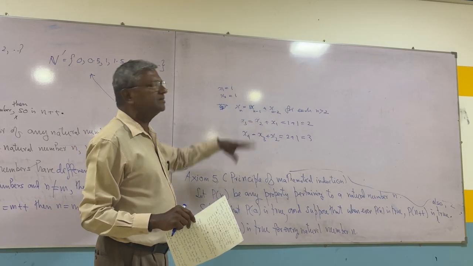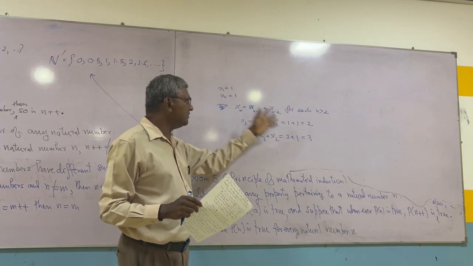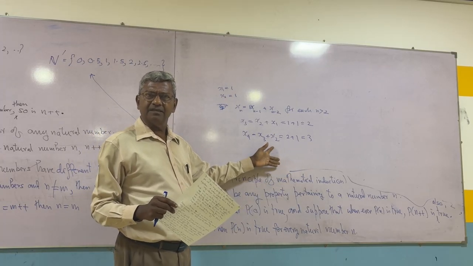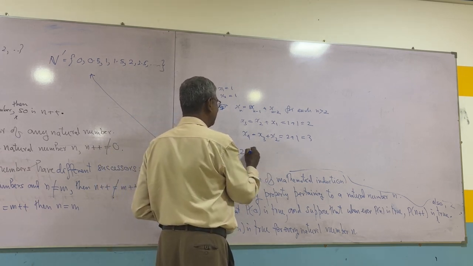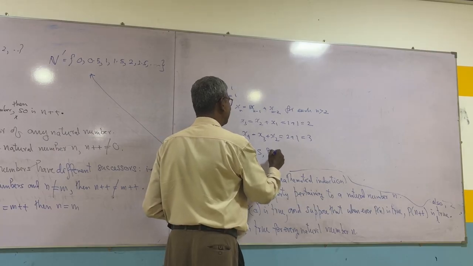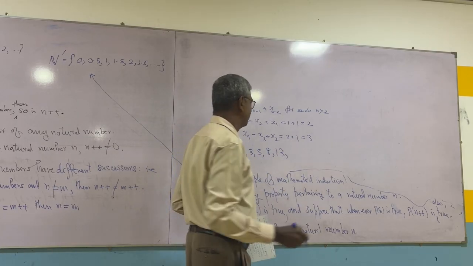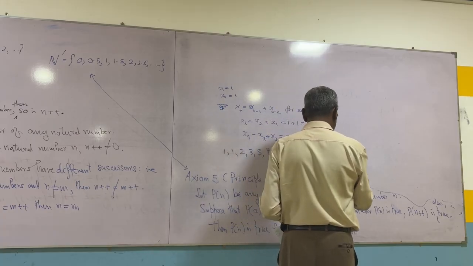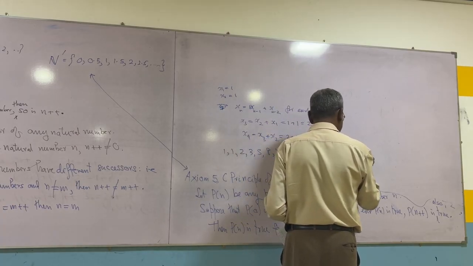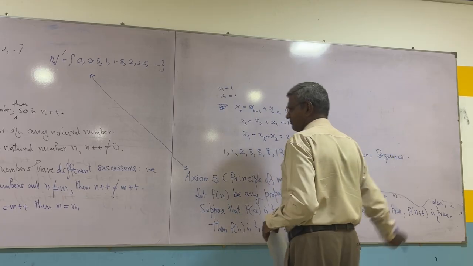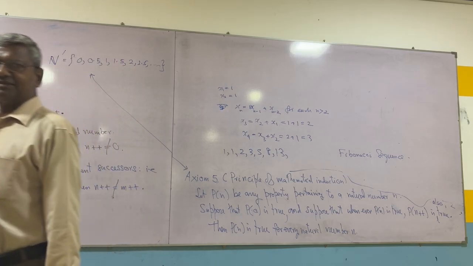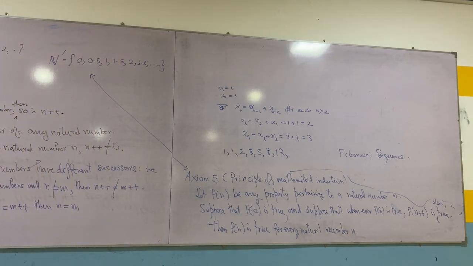This is a very famous sequence. Have you heard of this? 1, 1, 2, 3, 5, 8, 13. Very, very famous. Fibonacci. The Fibonacci sequence. We know the name. We know the formula. Many exercises in this book.